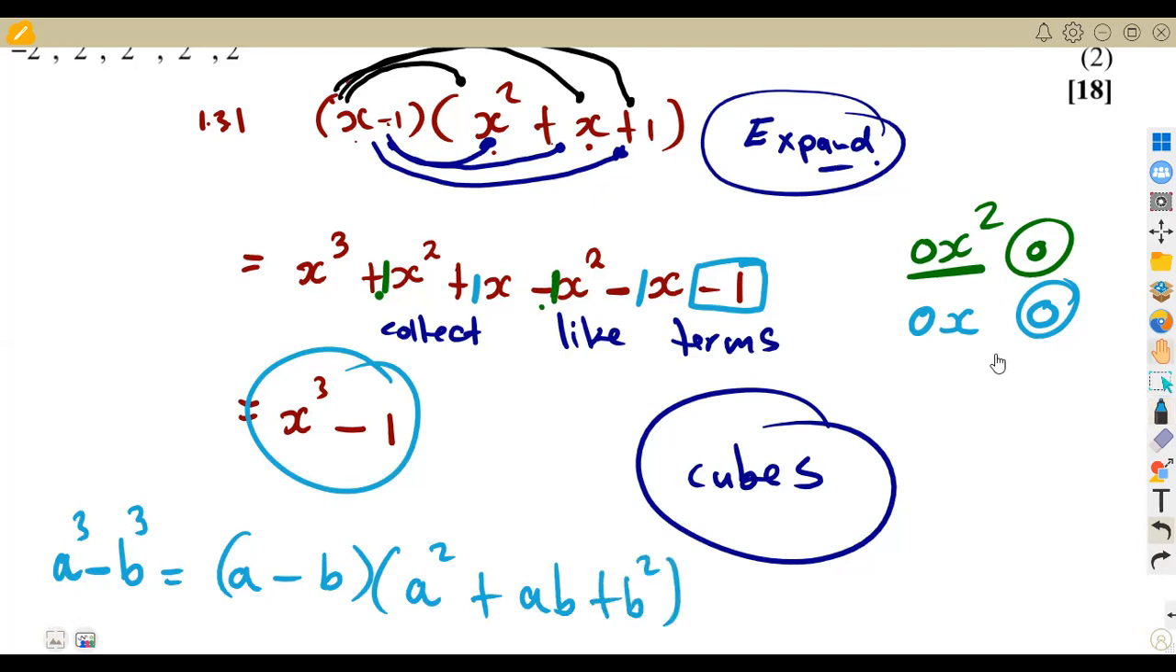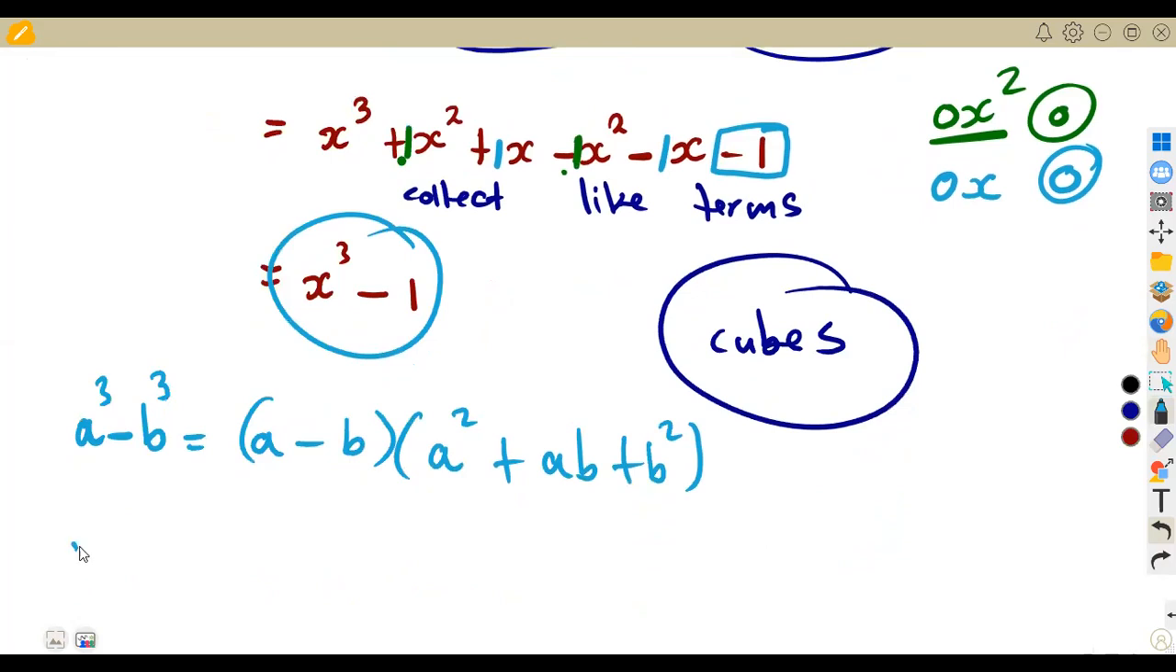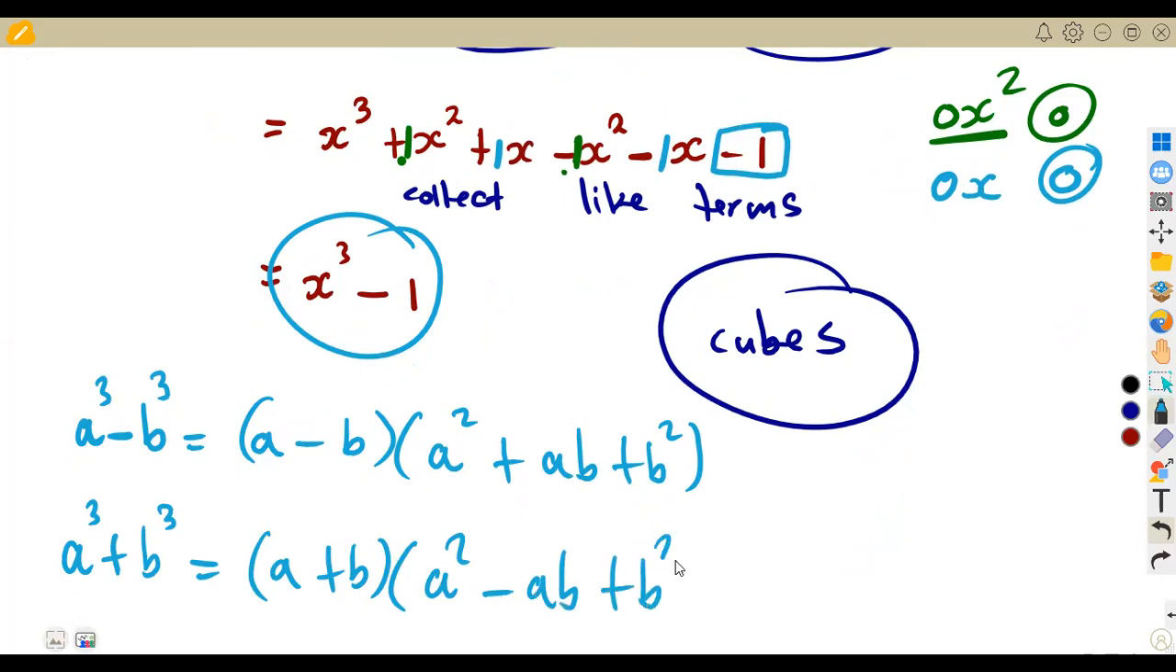we get a minus b into a squared plus ab plus b squared. We just have to know your laws, guys. And if you have a to the exponent of 3 plus b to the exponent of 3, we are going to obtain a plus b in this bracket, a squared minus ab plus b squared to factorize this. So that's it. All right.